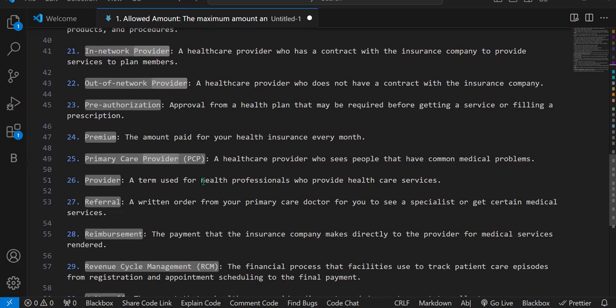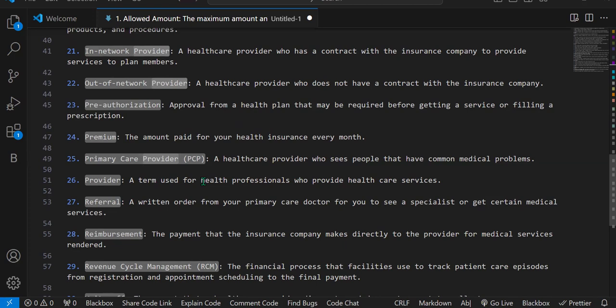And provider: a term used for health professionals who provide healthcare services. Who is a provider? A provider is nothing but a doctor, a healthcare professional who provides healthcare services. Referral: a written order from your primary care doctor for you to see a specialist or get certain medical services.